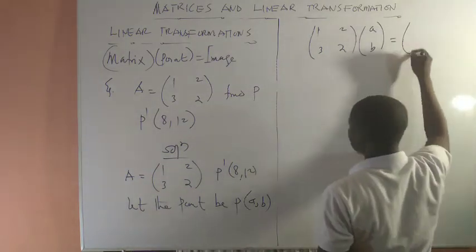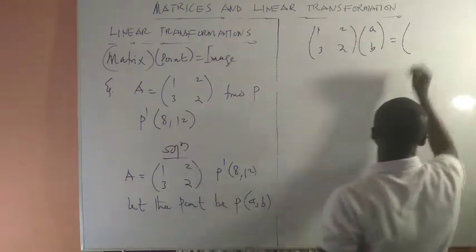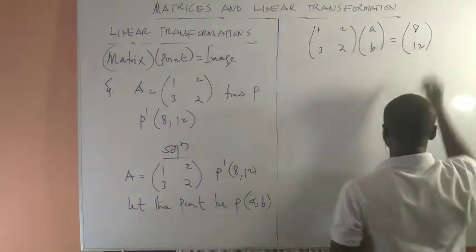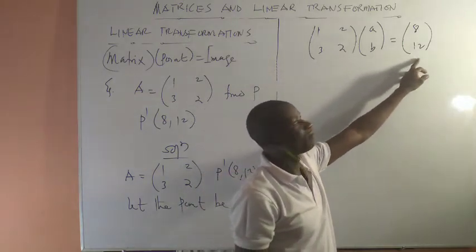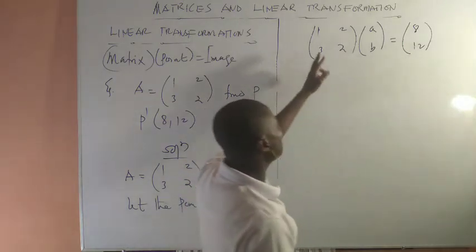And this is equal to the image. The image is already known, and we are given 8, 12. Please take note: never multiply the matrix by the image. Rather, multiply the matrix by the point.